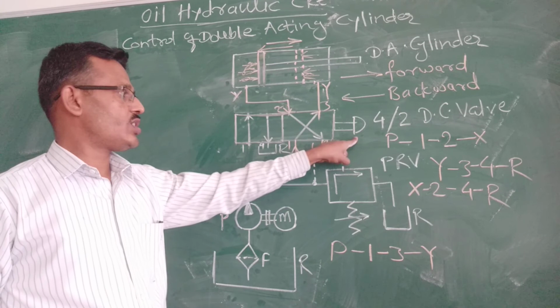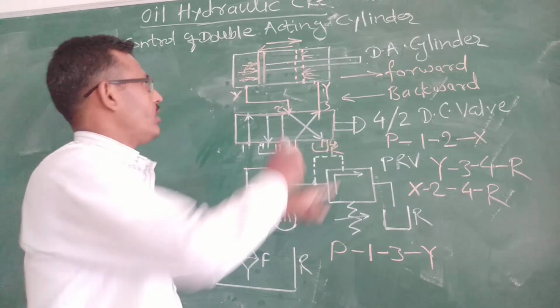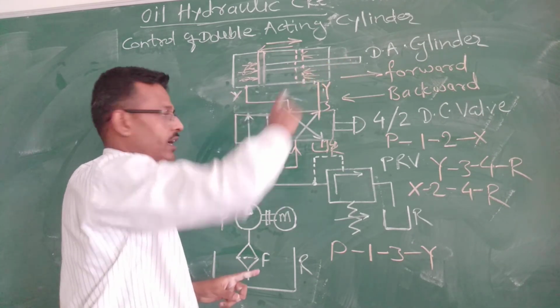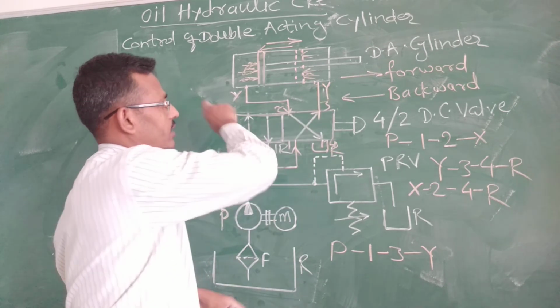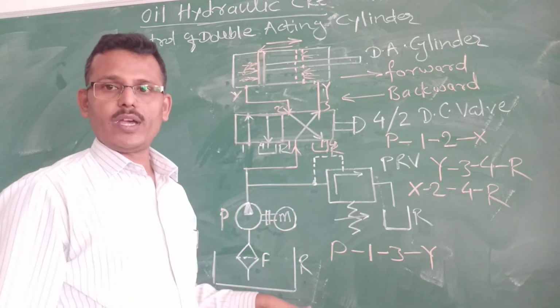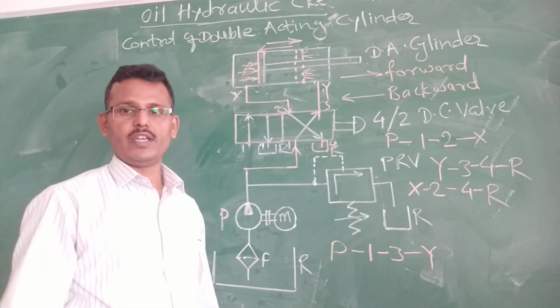Now by operating this push button, the cycle gets repeated. Here we can obtain the forward stroke. Similarly, by operating this push button of the DC valve again, we can obtain the return stroke. In this way we can obtain the forward stroke and return stroke of this linear actuator.